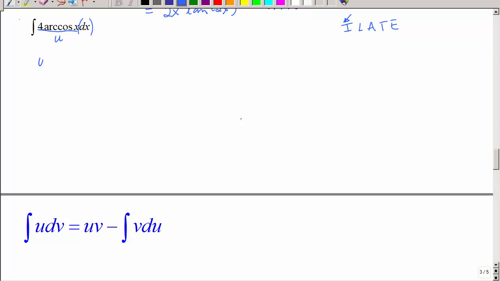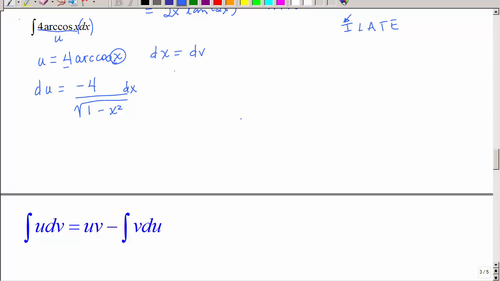So here I'm going to put that u is equal to 4 times the arc cosine of x, and that means dx is equal to dv. I have to take the derivative. So that means I have to remember how to take the derivative of the inverse cosine or the arc cosine. Again, we need to know our basic rules. So the constant, and it's negative over the square root of 1 minus that squared dx. Go back to your formula sheet that you have to have in your brain.